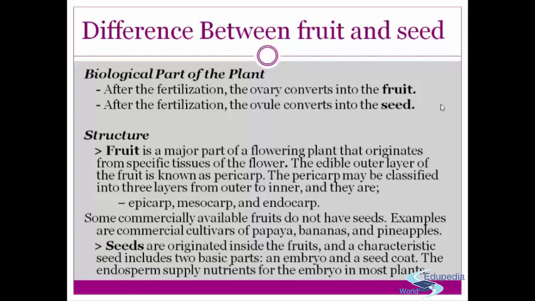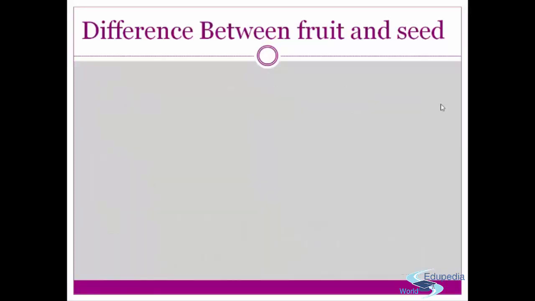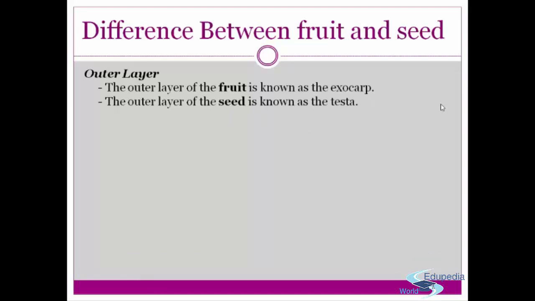Seeds originate inside the fruits, and the characteristic seed includes two basic parts, an embryo and a seed coat. The endosperm supplies nutrients for the embryo for the most part. Difference between fruit and seeds in terms of outer layer. The outer layer of the fruit is known as exocarp. The outer layer of the seed is known as testa.